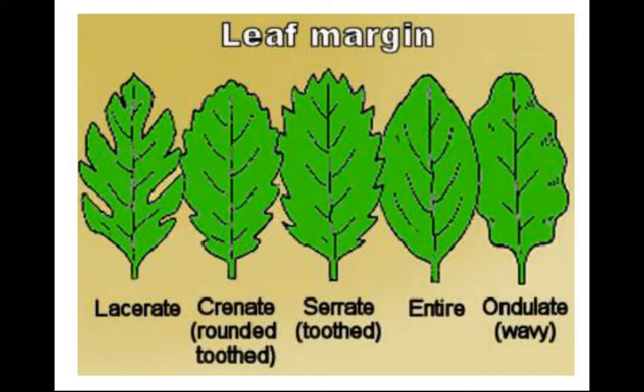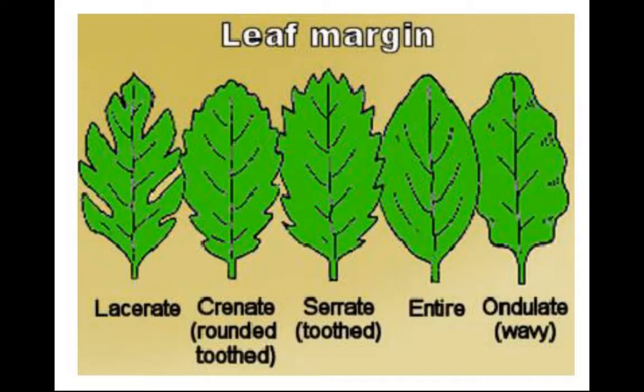We'll often see the word entire or smooth, which means the leaf is smooth around the edges, so it doesn't have any little teeth, serrations, lobes, lacerations. It is a smooth leaf. And the last one on this graphic is undulate, and that's another word for basically wavy. If something is undulating, it's in a wavy motion, like the waves of the ocean. They're undulating.